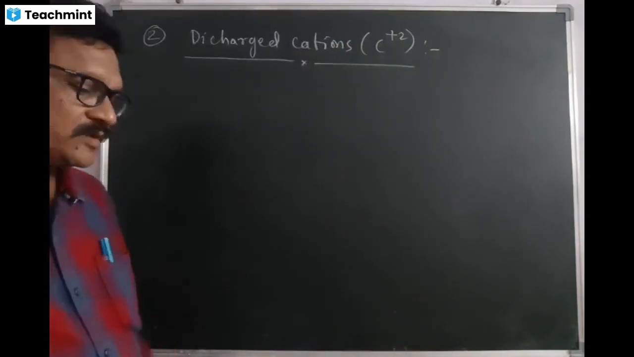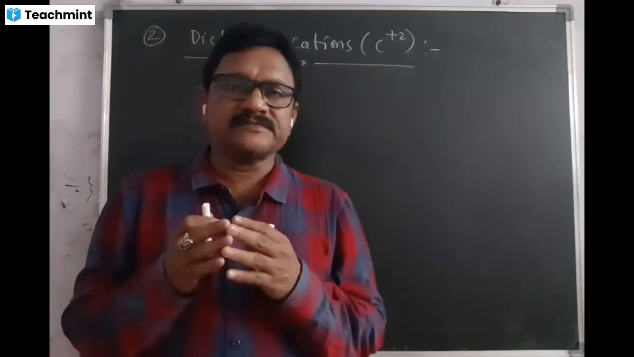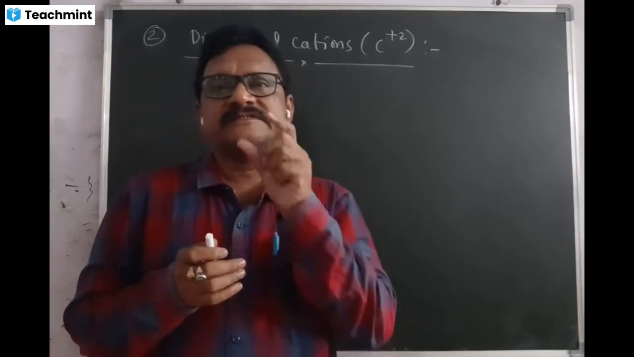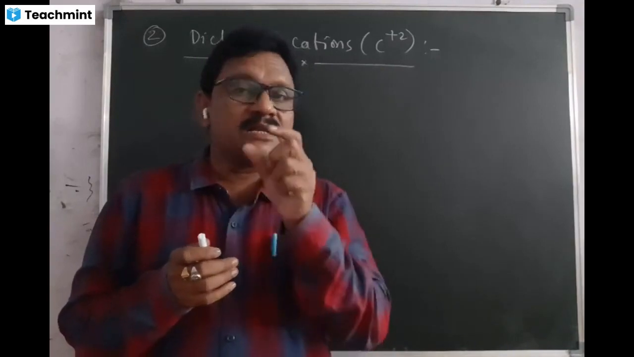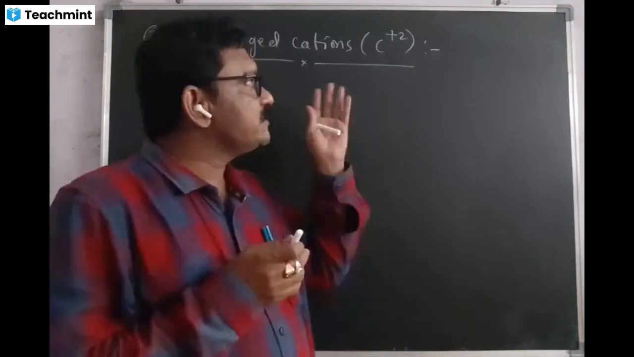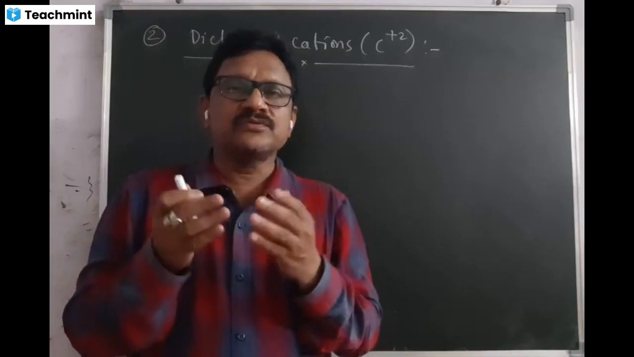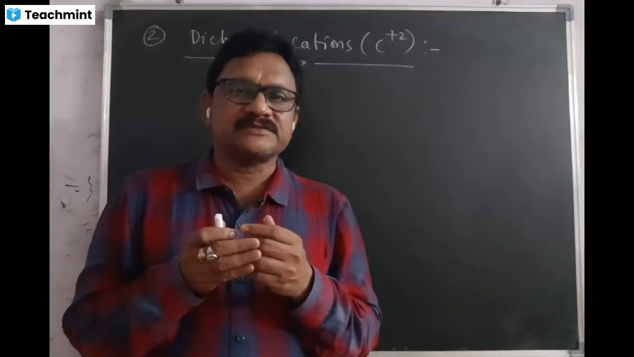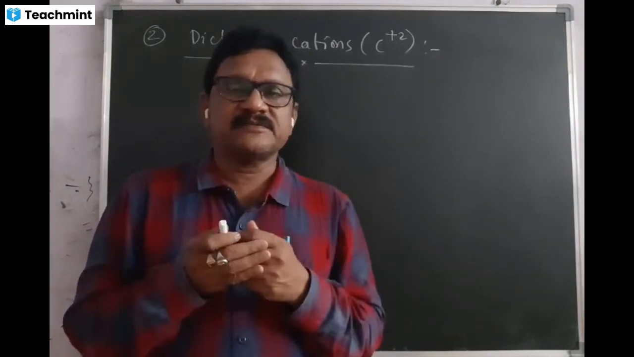See here in the periodic table, which elements, which atoms can exhibit +2 ions? Particularly second A group elements. Second A group elements are also called alkaline earth metals. Alkaline earth metals can exhibit stable +2 ions. That means those metals have to lose 2 electrons due to their electropositive character, and convert into +2 stable ions.